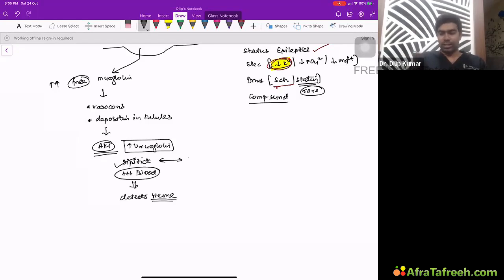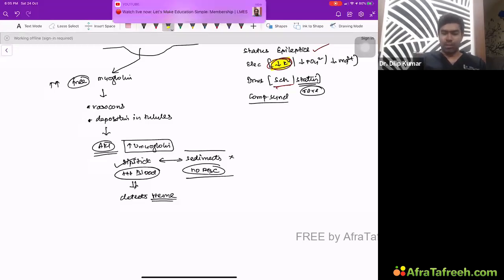But if you take the sediments, they will typically show no RBCs. If there are no RBCs and the dipstick is showing a serious amount of positivity for blood, then there are only two conditions: either it could be free hemoglobin or free myoglobin. So there's a differential diagnosis in the exam.